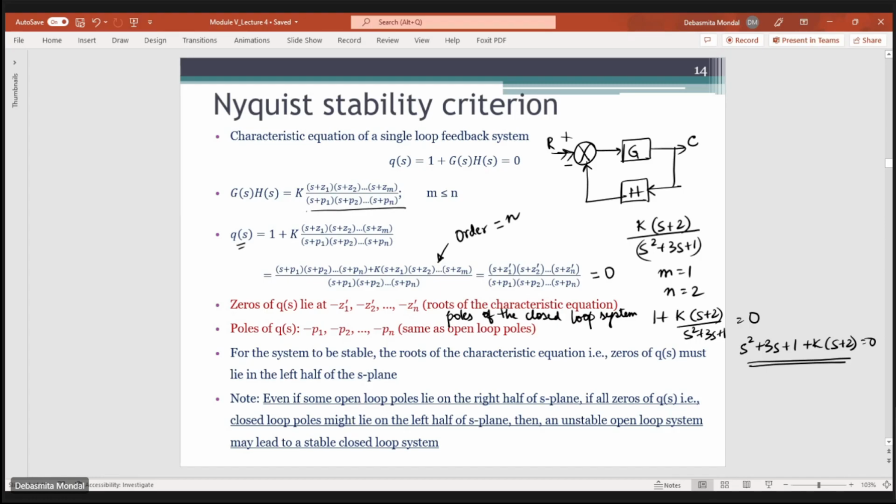So all the zeros of Qs will lie on the left half of the S-plane. You can convert an unstable open loop system into a stable closed loop system, which is one of the reasons we studied back in the first class for the advantages of using negative feedback. We want to use negative feedback to improve the stability of the system. So an unstable open loop system can be converted into a stable closed loop system using a proper feedback mechanism.